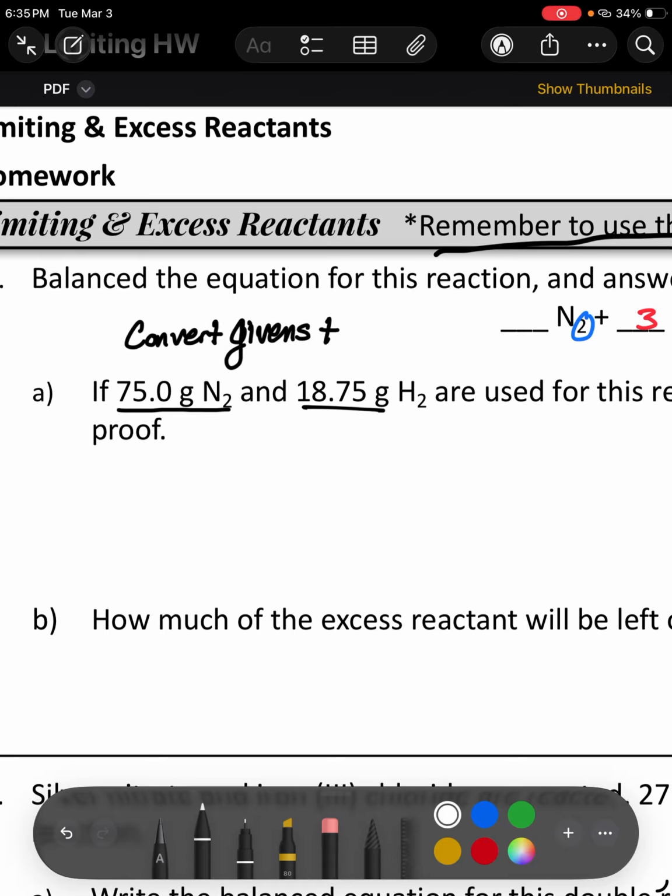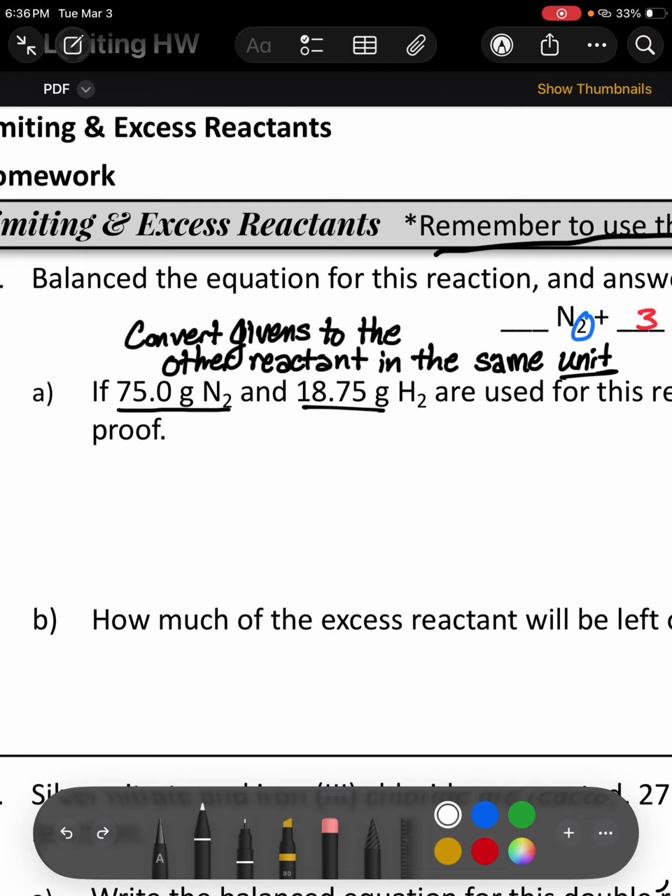So note, our first step is we're going to convert both of our givens to the other reactant in the same unit. I say same unit because note we did an example in class today where we did it with moles, but in this one, what unit are we using? Grams.